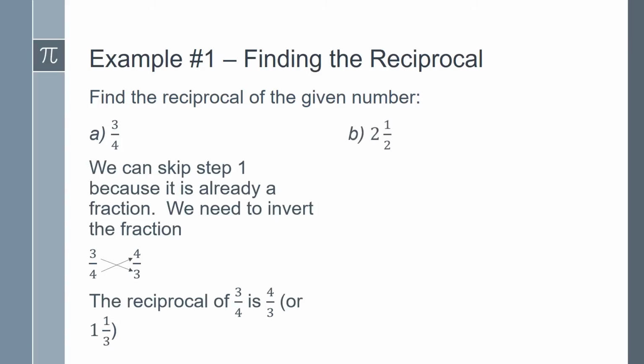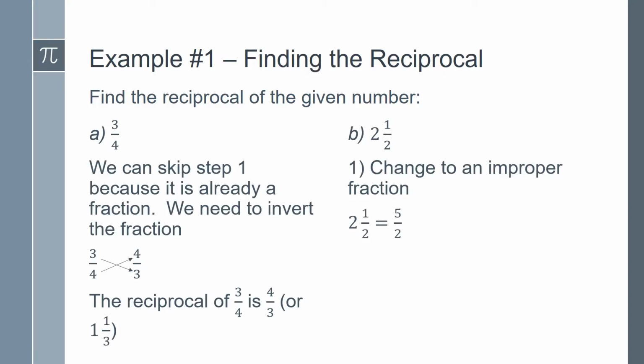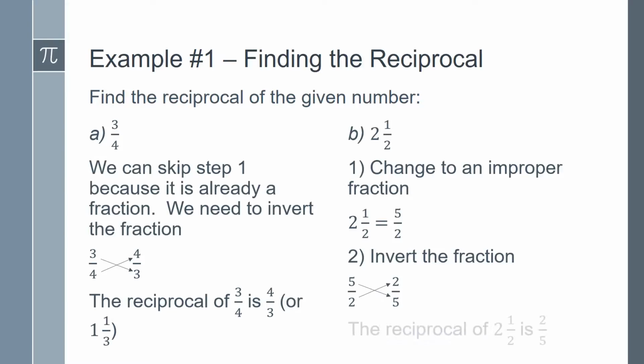Part B, 2 1/2. First, we need to change to an improper fraction, so 2 1/2 becomes 5/2. And then we need to invert the fraction. We flip the numerator and the denominator, and 5/2 becomes 2/5. So the reciprocal of 2 1/2 is 2/5.